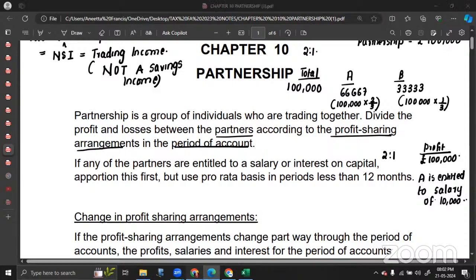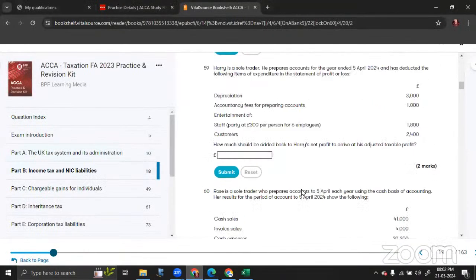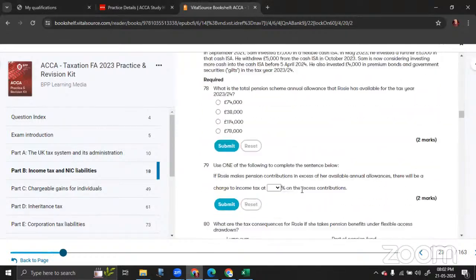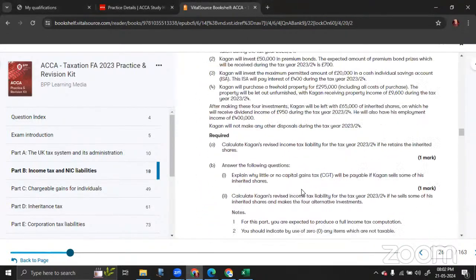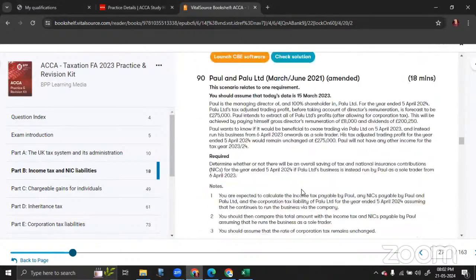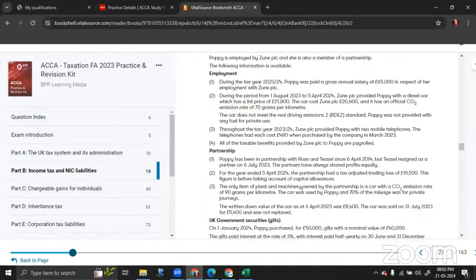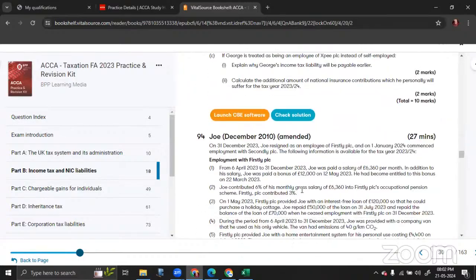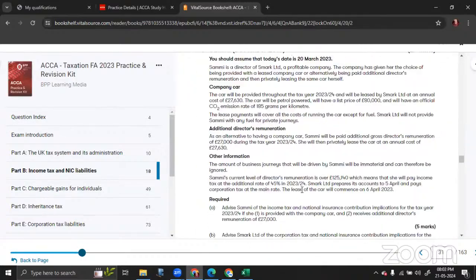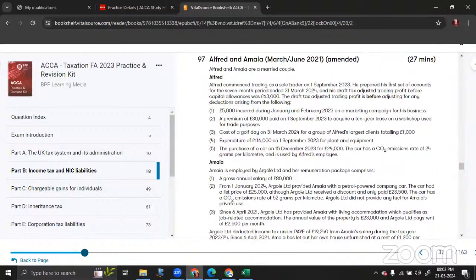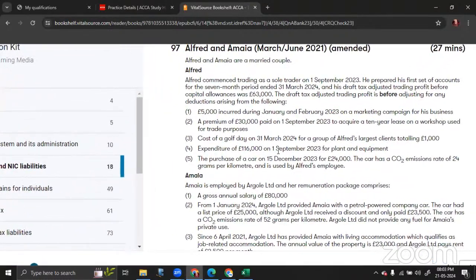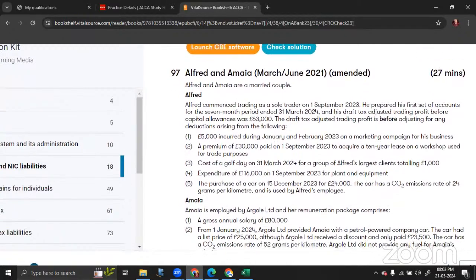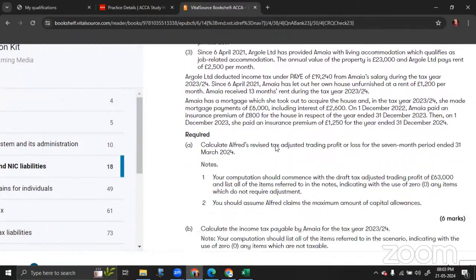So I'm going to move to some question practice for income tax section C. I'll start off with a question from your BPP. You have the same question in your Kaplan as well. Today we'll be doing the easy ones and tomorrow we'll be doing the difficult ones. First and foremost, we'll start with question number 97 from your latest BPP edition.